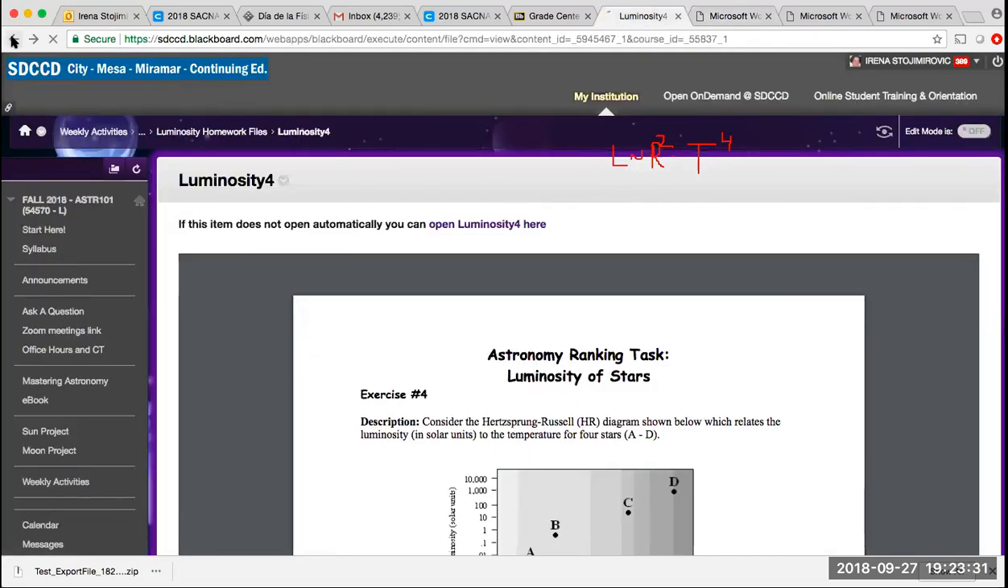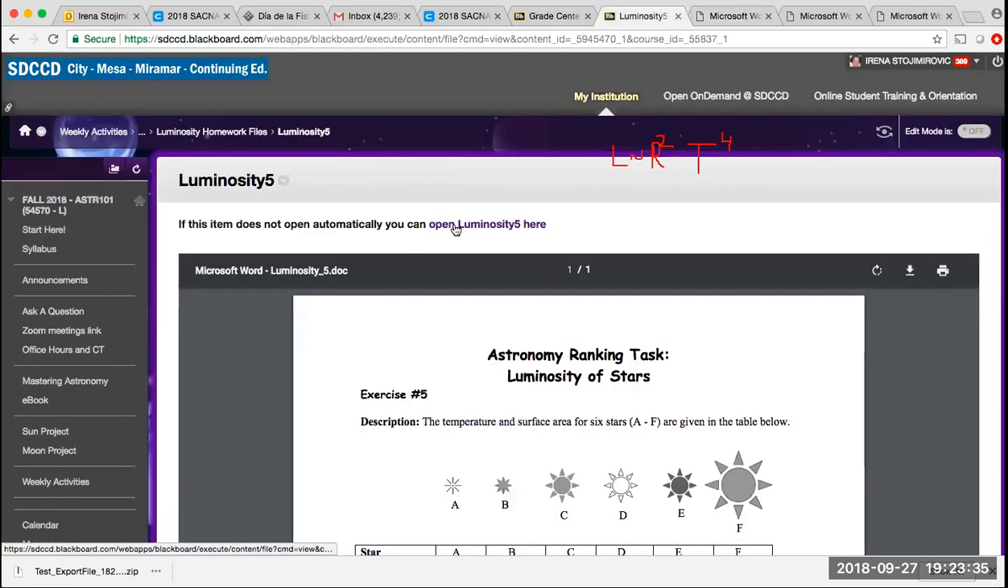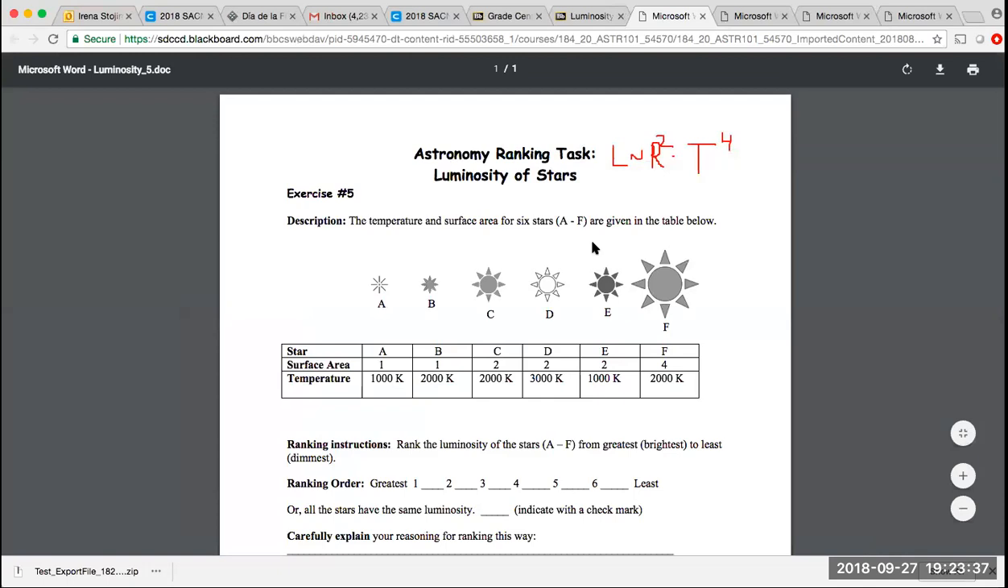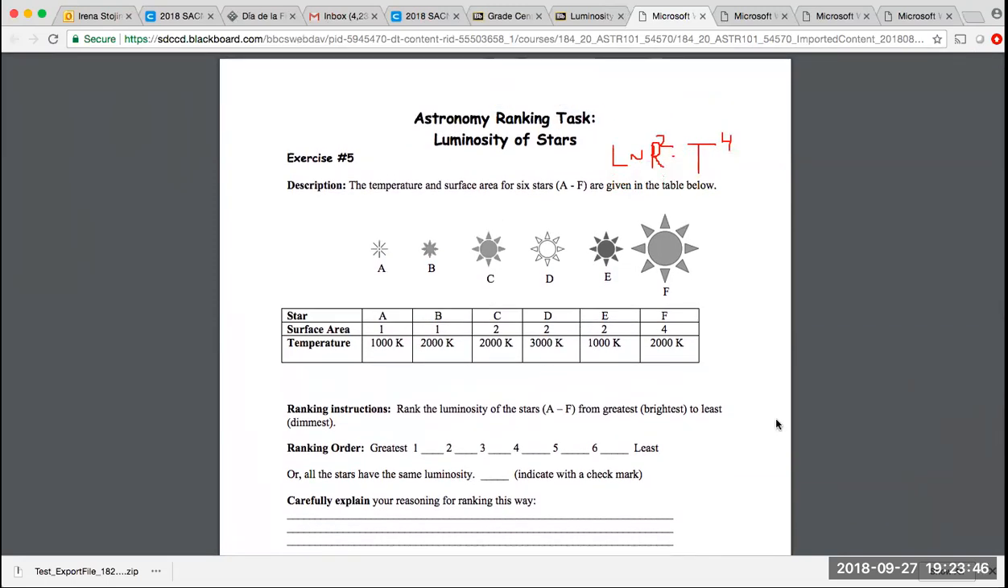Okay, so now let's do the last one. The last one maybe is the hardest, because it actually now involves calculating. But the formula is still the same. So take some time if you want and read, and I'll just wait. All right, thank you. No problem.